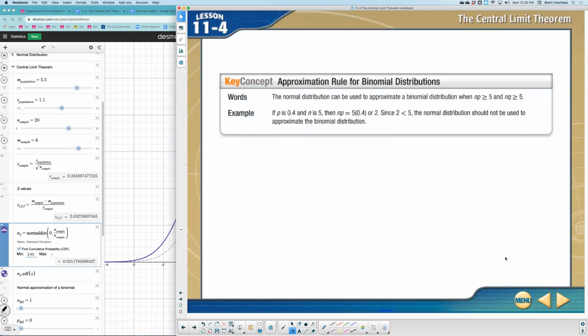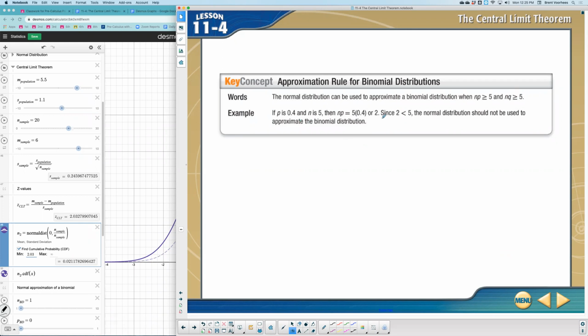Example 4, approximation rule for binomial distribution. So now we're getting away from the original normal and we're going to look at binomial, but we'll use the central limit theorem. It says this: a normal distribution can be used to approximate a binomial distribution whenever n, which is the number of samples, times the probability of a good result, is greater than or equal to 5, and also n times the probability of failure is greater than or equal to 5.